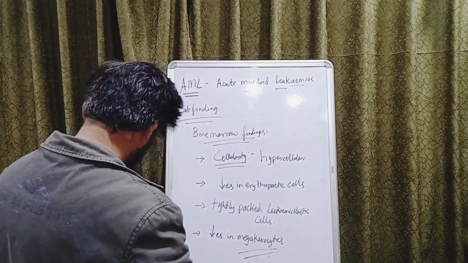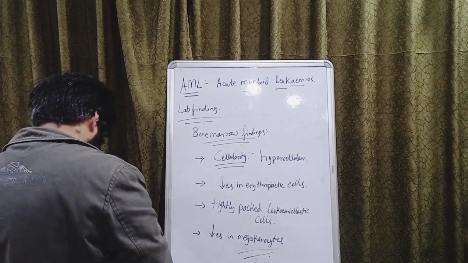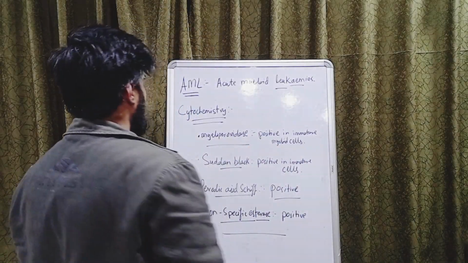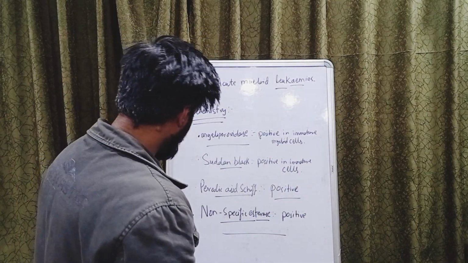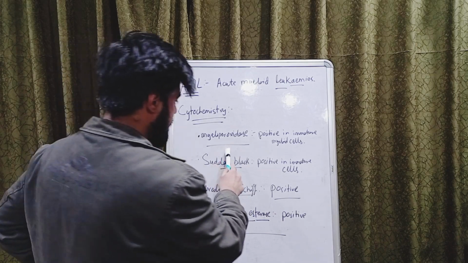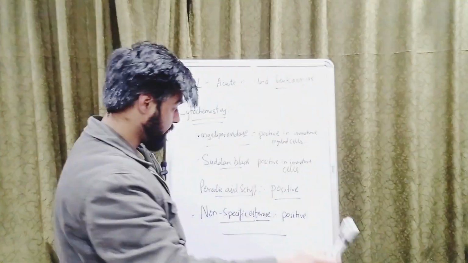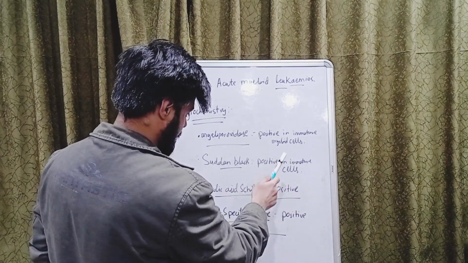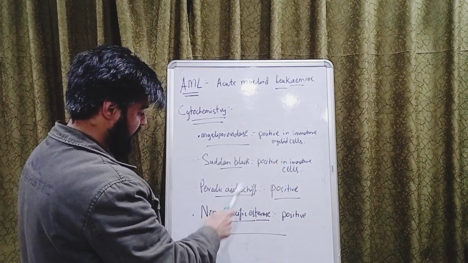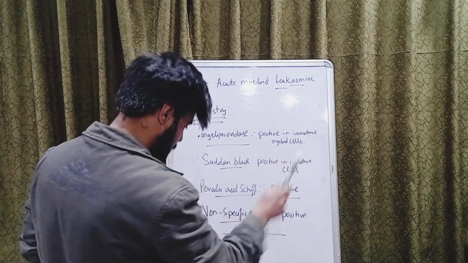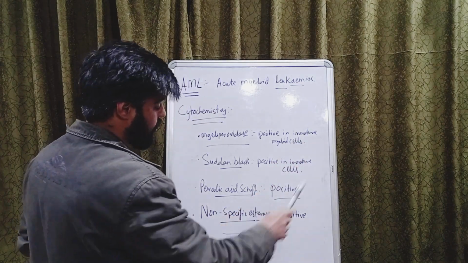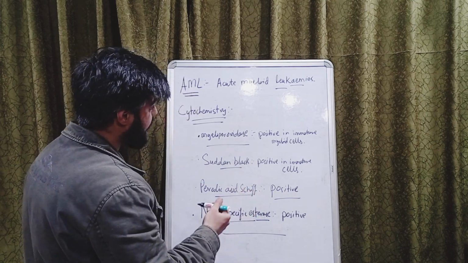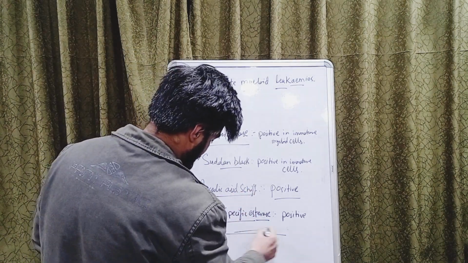Now, guys, as I have said, the cytochemistry: first of all, myeloperoxidase will be positive in immature myeloid cells. Sudan black, this dye is also positive in immature cells. Periodic acid Schiff, or PAS, is positive, and non-specific esterase also comes positive. So that is it. Our AML is complete.